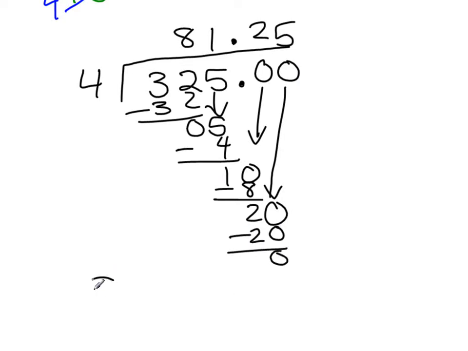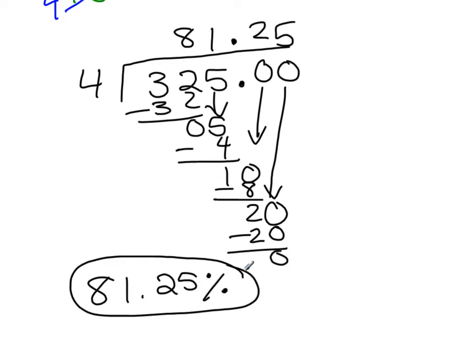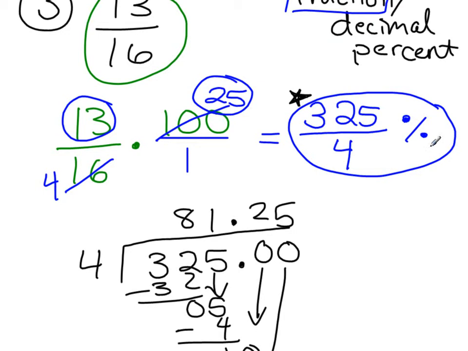So we have 81.25% is the way we could write this percent as a decimal. And I guess I should say that a little bit better. This is a decimal percent, right? A decimal with a percent at the end of it. This was a fraction percent.